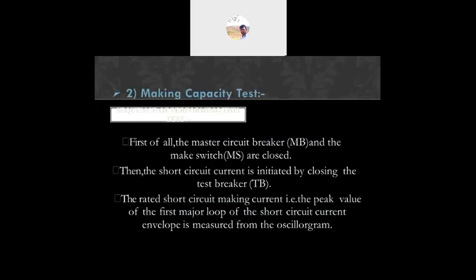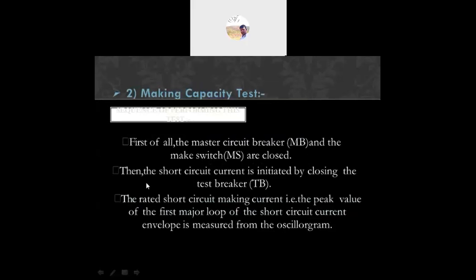Next is the making capacity. Breaking capacity is to open the circuit, while making capacity means making the circuit after the fault is cleared. Here is the sequential performance of this test. First of all, there are two circuit breakers in series: one is the master, and the other is the testing one, the making switch.